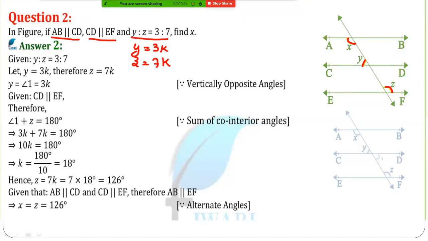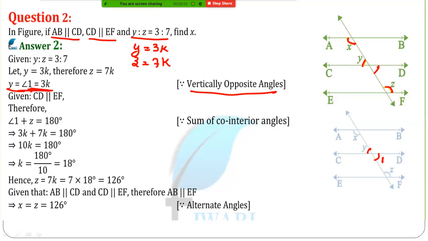So suppose this angle is angle 1. So angle Y and angle 1 are equal. These are vertically opposite angles. If the value of Y is 3K, then the value of angle 1 is also 3K.